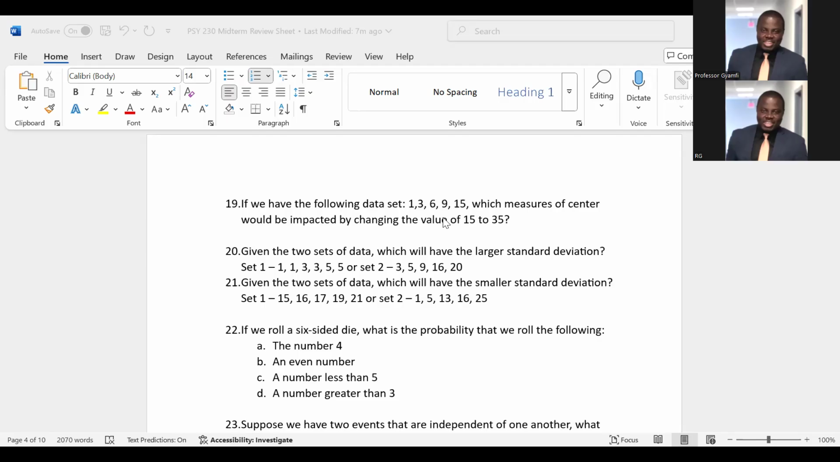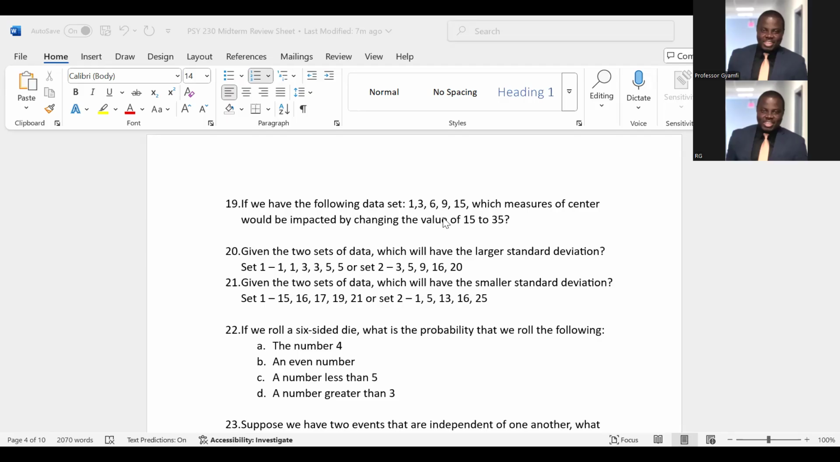Now in 20, it says, given the two sets of data, which will have the larger standard deviation? So here for set one, we've got 1, 1, 3, 3, 5, 5. Because we know that for standard deviation, you're looking at the deviation from the mean, or the average deviation from the mean. You could also tell, with two sets of data with two different standard deviations, which one is larger by looking at the data sets.